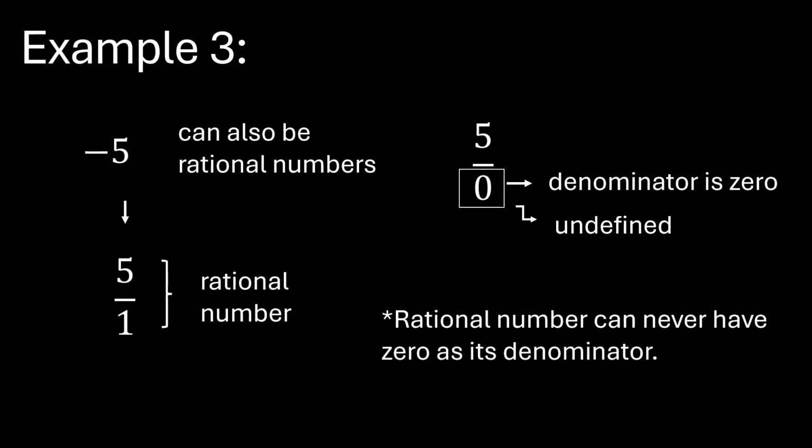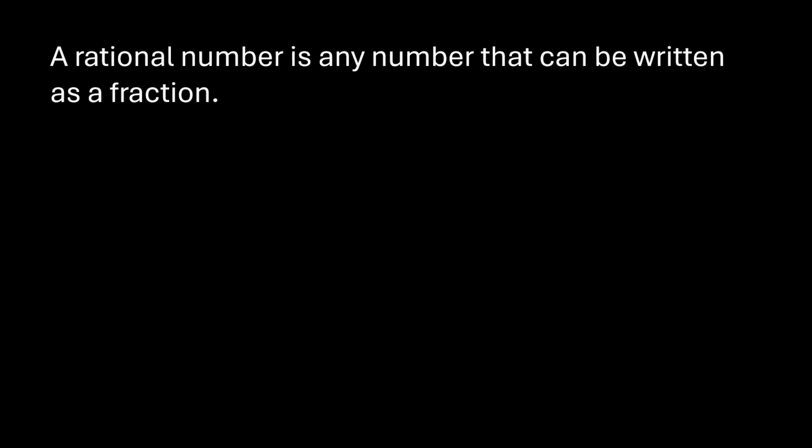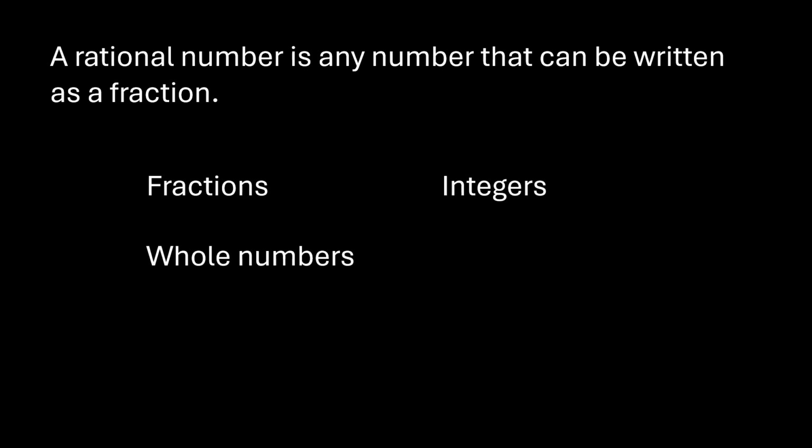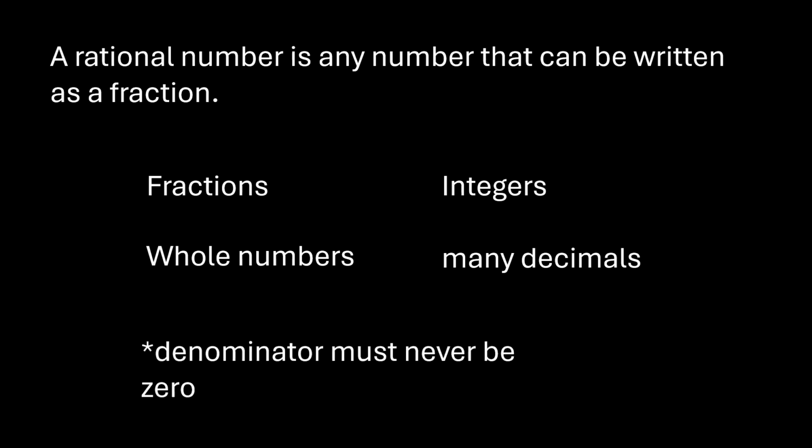So let's review. A rational number is any number that can be written as a fraction. That includes fractions, whole numbers, integers, and many decimals. The only rule is that the denominator must never be 0. Now that we already know what rational numbers are, let's learn how to convert fractions into decimals.